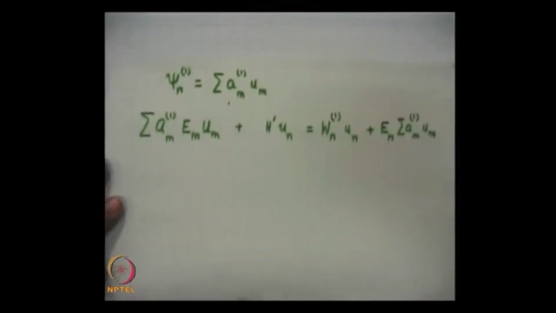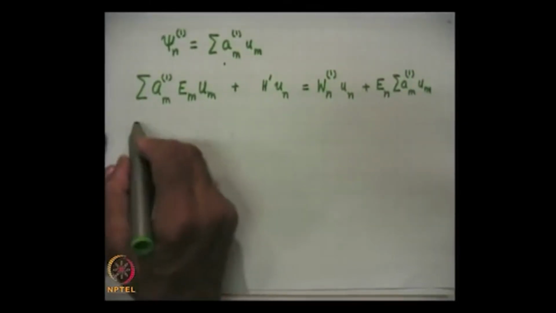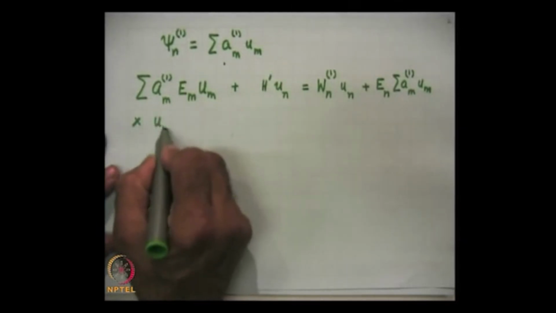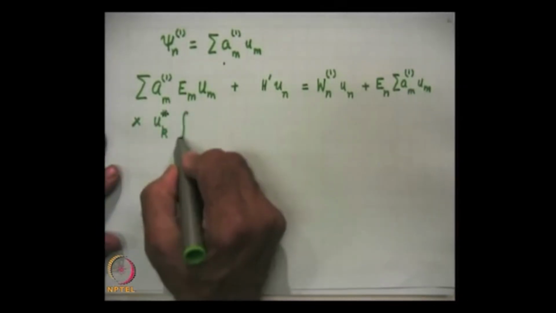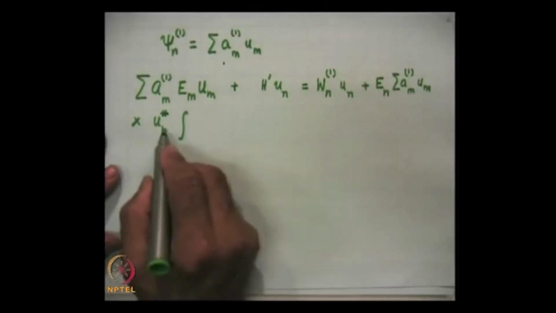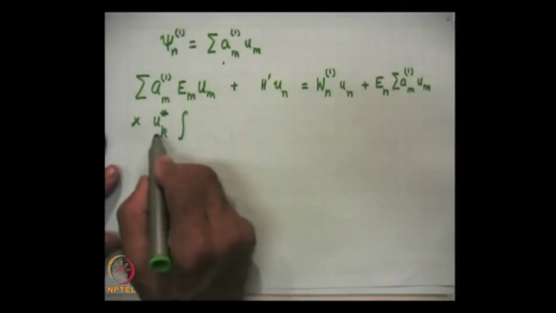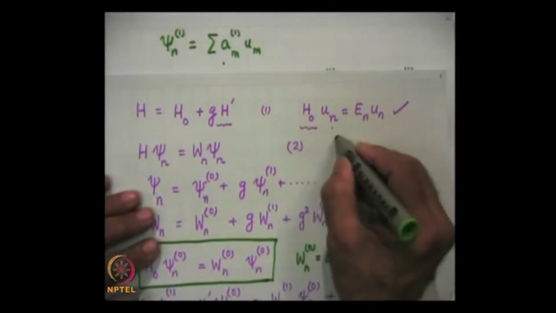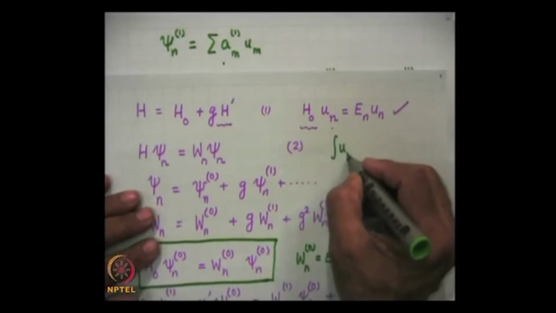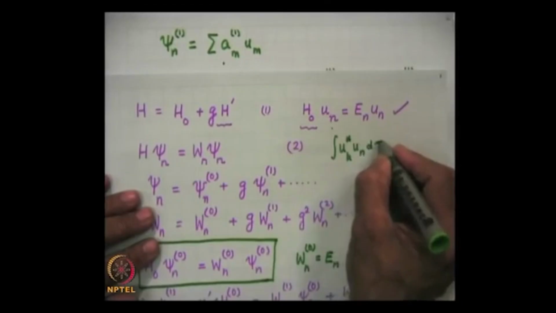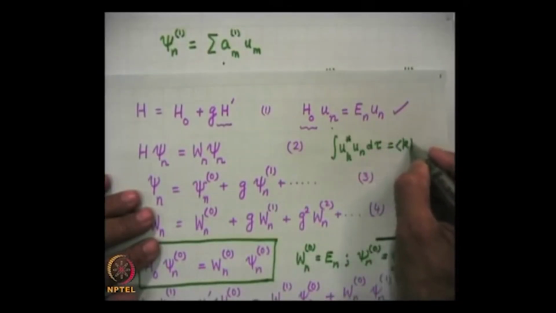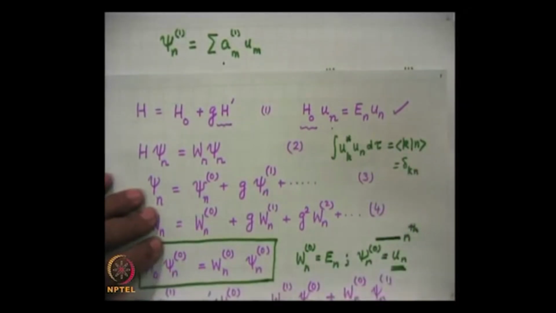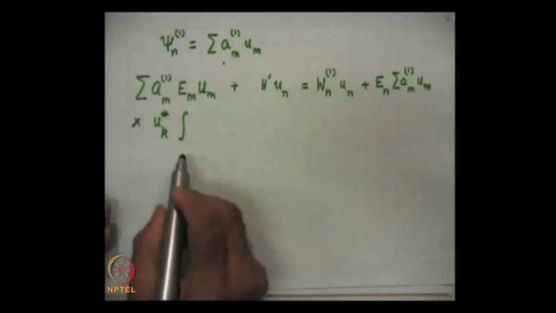Then we multiplied this equation on the left by u k star and integrated. We know that these wave functions are eigenfunctions of the operator H naught, because H naught u n is equal to E n u n, and this is a Hermitian operator. So we have the integral of u k star u n d tau, which symbolically we write as <k|n>. This is equal to the Kronecker delta symbol. So we multiply this and integrate.